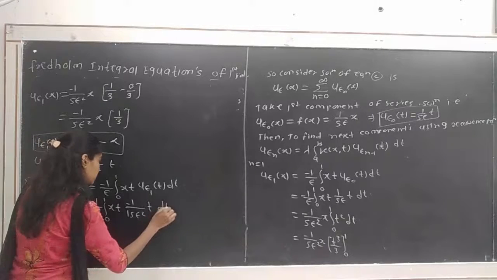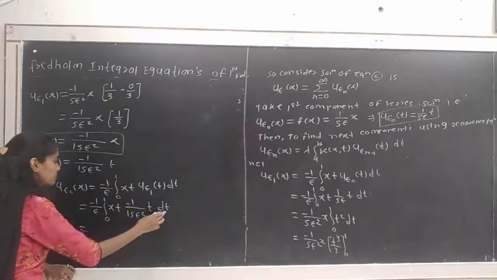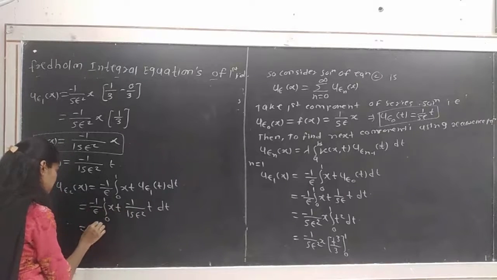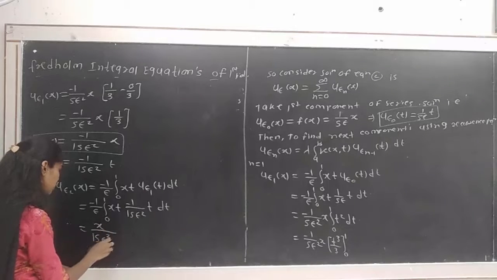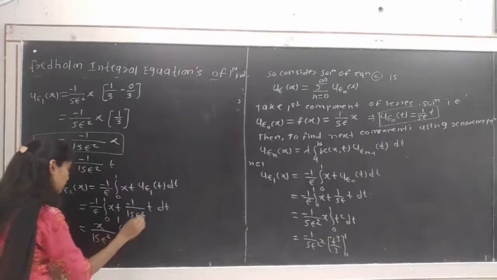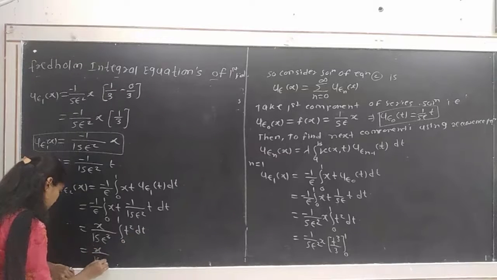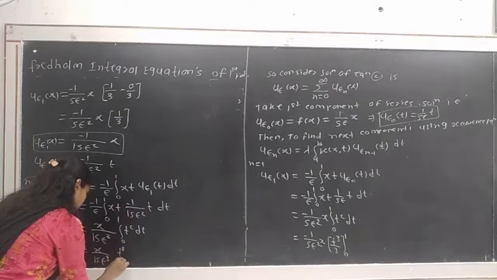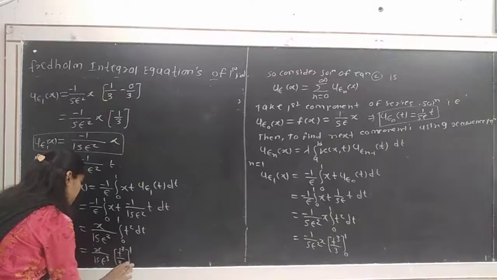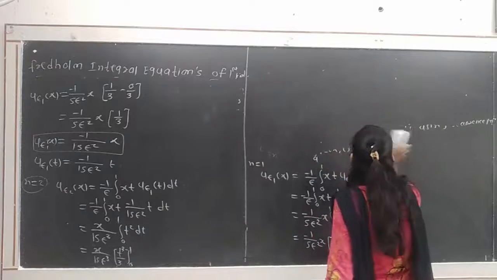Again here, x and minus 1 by 15 epsilon square are constant with respect to t, so we take them outside. Minus minus becomes a plus, so we get x divided by 15 epsilon cube, since epsilon square into epsilon gives epsilon cube. In the integration from 0 to 1, t into t becomes t square dt. So by taking the integration we get x divided by 15 epsilon cube, times the integration of t square, again t cube divided by 3, limits from 0 to 1. Then by putting limits, we get the second component of the series solution.